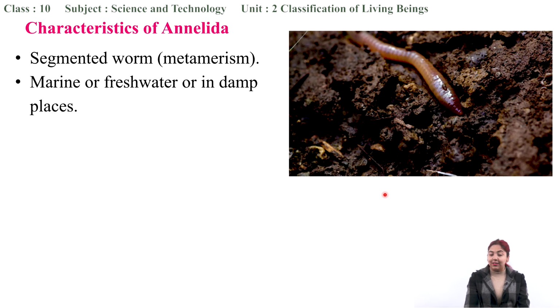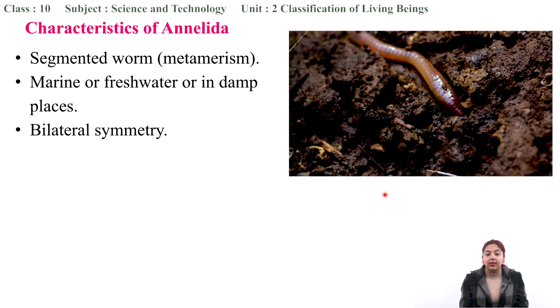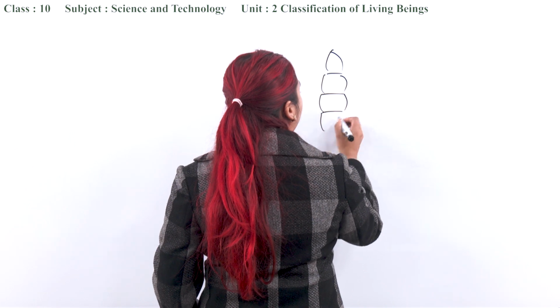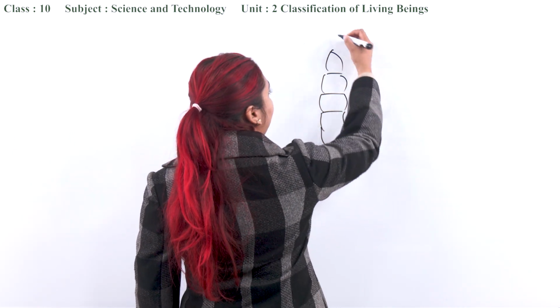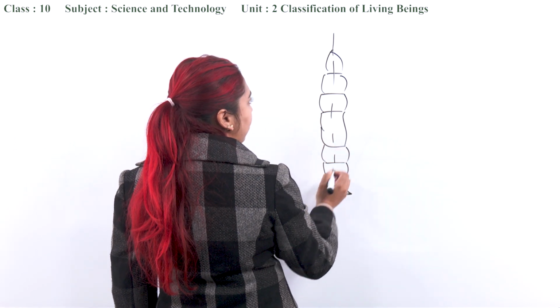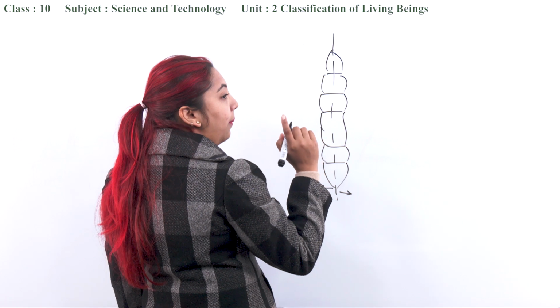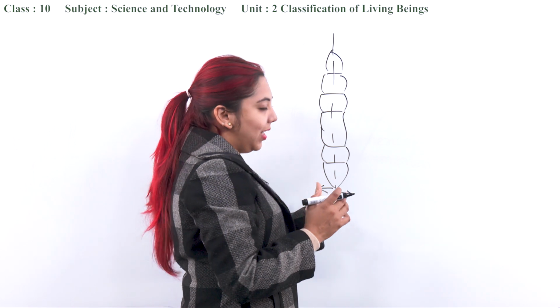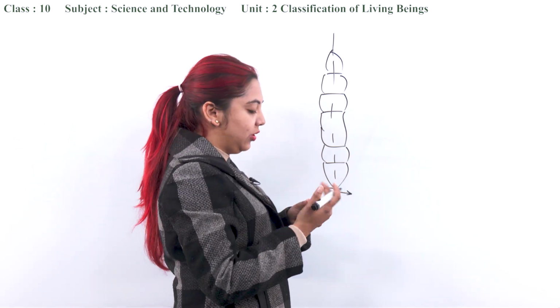So the third characteristic that we'll talk about is bilateral symmetry. Now, this earthworm can be divided into two mirror images when we cut it like this. I'll show you. Suppose this is the earthworm, and we can divide it this way so that we get two mirror images. This type of symmetry is called bilateral symmetry. So we can say that the organisms that belong to this phylum, Annelida, have bilateral symmetry.